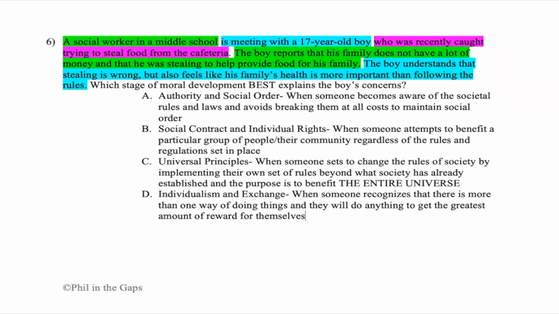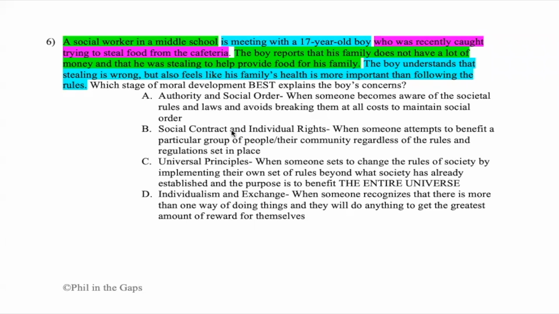So let's look back at the question to see what we're looking at in particular. Quick review: we're a social worker in a middle school, and our client is a 17-year-old boy who was recently trying to steal food from the cafeteria. He reports that his family does not have a lot of money, and he was stealing to help provide food for his family. He's trying to improve his family's life. The boy understands that stealing is wrong, but also feels like his family's health is more important than following the rules. He's prioritizing his family's health over the rules of society. So keep all that in mind as we go through each answer choice.